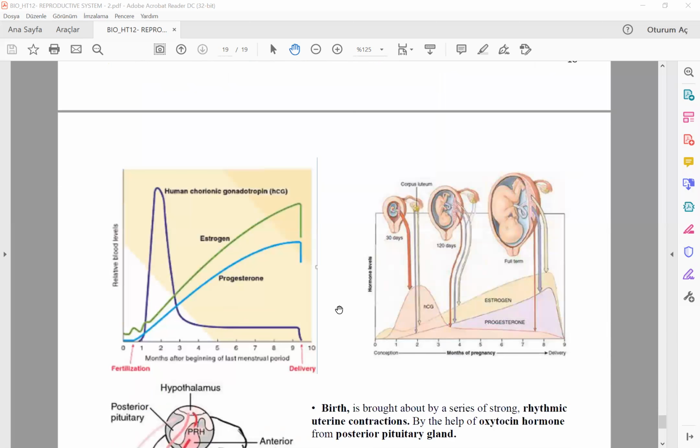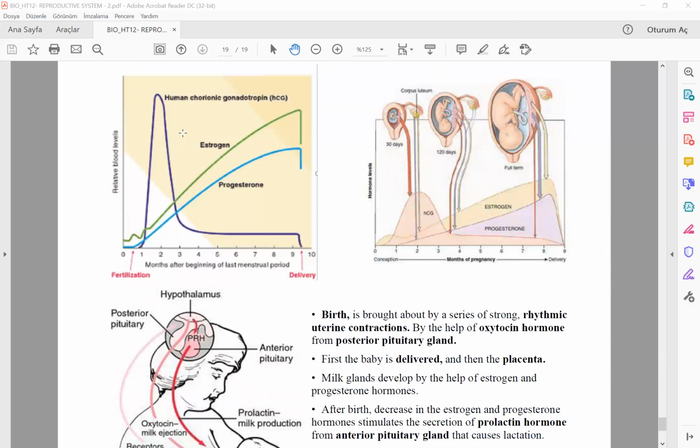Labor is the childbirth, and these are the pregnancy hormones. You see, this is the hormone chorionic gonadotropin. It's very high in the first 3 months, but it decreases after the 3rd month. Estrogen and progesterone levels increase throughout pregnancy because estrogen and progesterone are first secreted from the corpus luteum, but after that they are secreted from the placenta in the remaining period of the pregnancy.